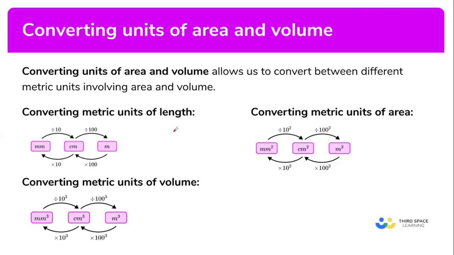We know that area is found by what? Area is found by multiplying L by L. We know that this is how we find the area. So if I have meters and meters, it means the area will be in square meters. So these are the units for area.